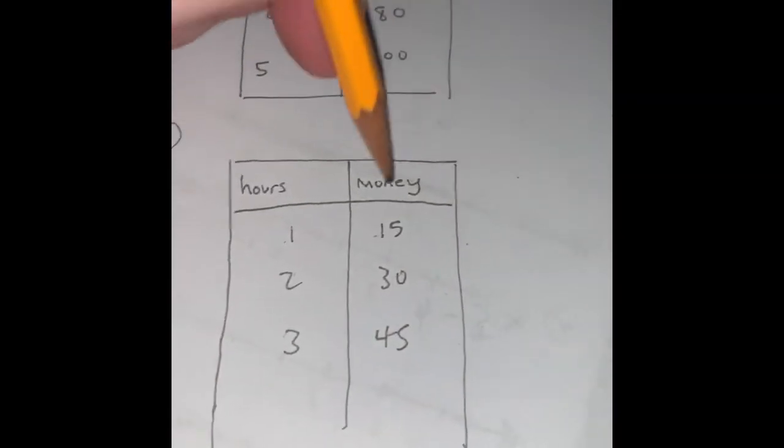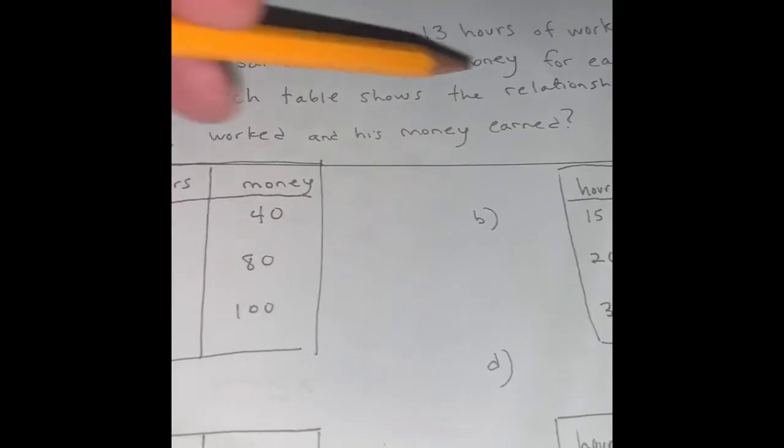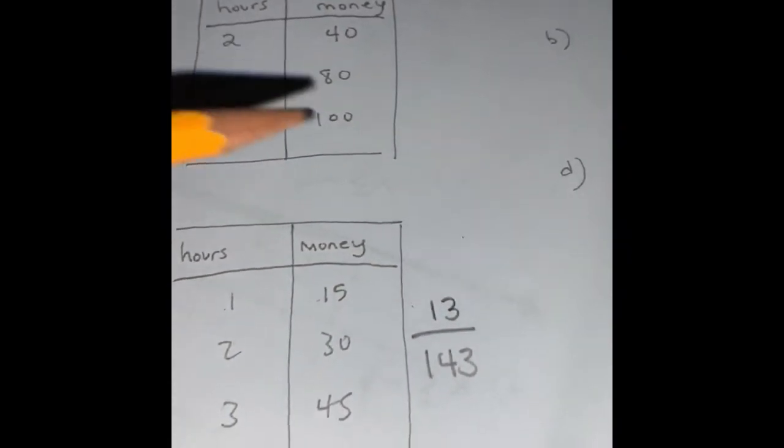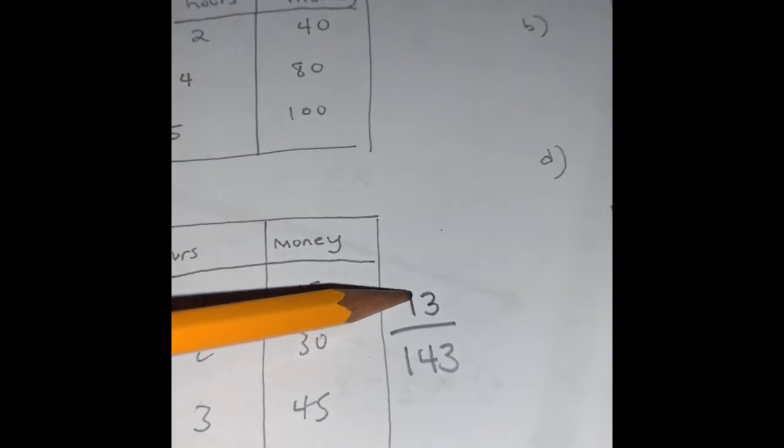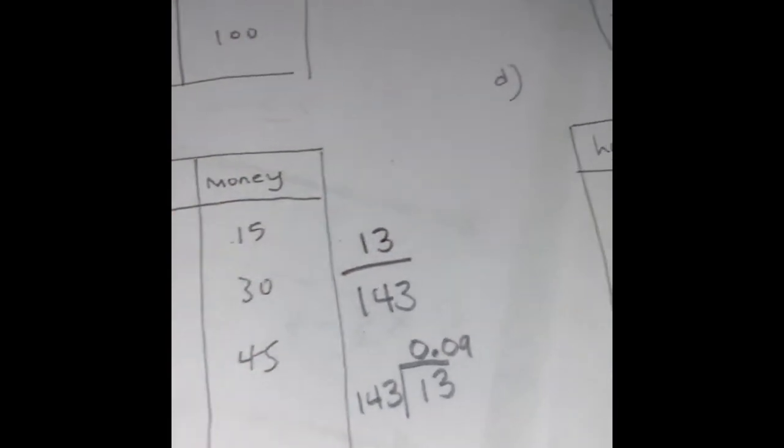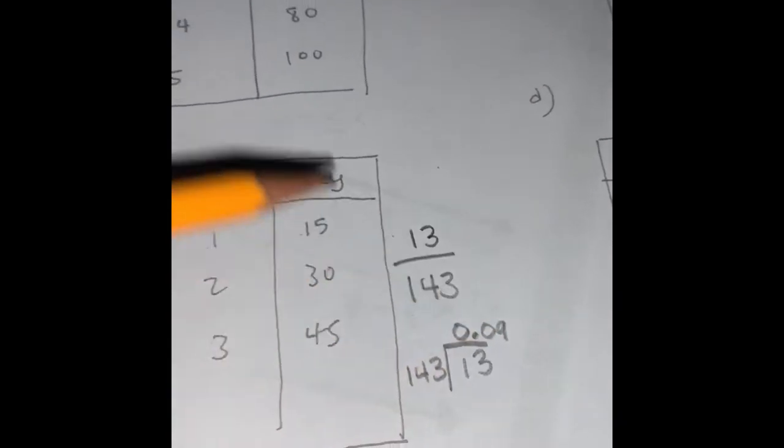Another way that I could solve this problem is by finding the actual rate between hours and money in his initial problem and in the charts. So if I have my initial rate of 13 over 143, the way I can find the initial rate is just by dividing. So 13 divided by 143. When I divide this, it comes out to 0.09.